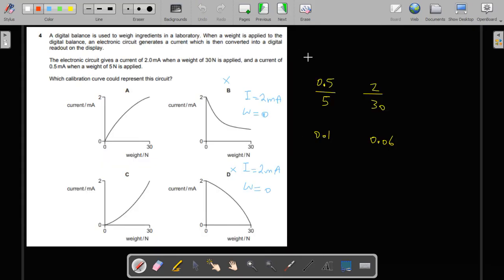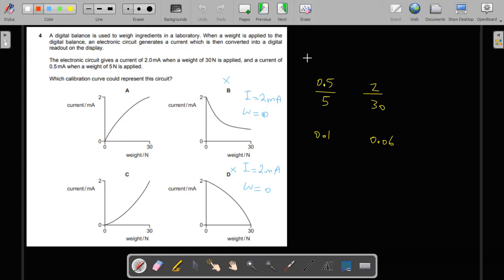Question 4. A digital balance is used to weigh ingredients in a laboratory. When a weight is applied to the digital balance, an electronic circuit generates a current which is converted into a digital readout on the display. The electronic circuit gives a current of 2 milliamp when a weight of 30 Newton is applied, and a current of 0.5 milliamp when a weight of 5 Newton is applied. Which calibration curve could represent this circuit?